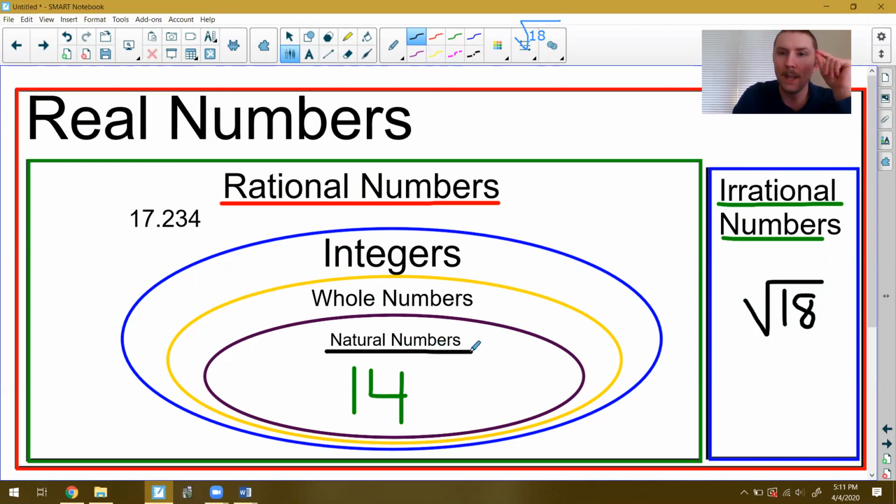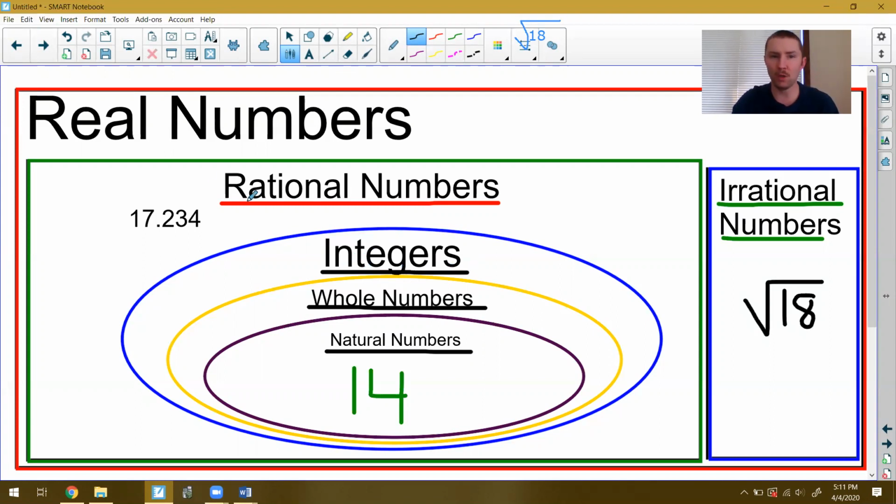Is that also a whole number? Well, is it a number that doesn't have a decimal, that's zero or positive? Yes, it is. So it is also a whole number. Okay, 14 is a natural number. It's also a whole number. Is 14 also an integer? Well, remember, integers were just numbers that didn't have decimal parts. Is 14 a number that doesn't have a decimal part? Yep, it is. So that would also be an integer.